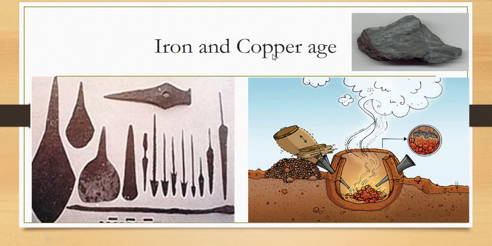So the iron and copper age was very important to them, and they obviously now could work a lot easier and hunt a lot better. Unlike the San and the Khoi that were still using the Stone Age type tools in order to hunt with.